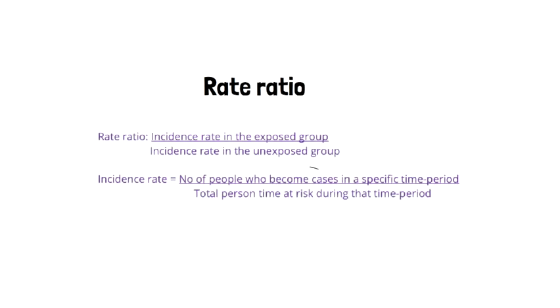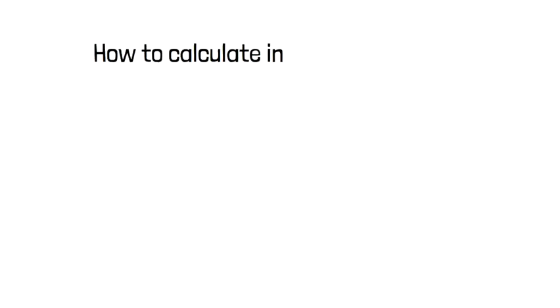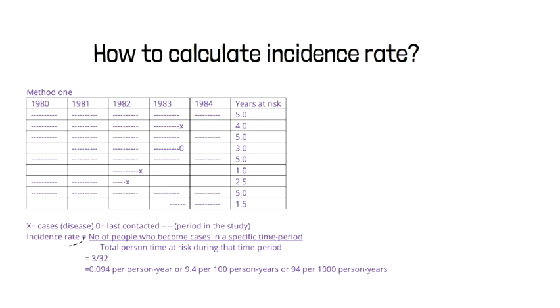To understand rate ratio, you need to understand the incidence rate. The numerator of incidence rate is the number of new cases in the given population, whereas the denominator is the sum of each patient's or participant's time at risk. Incidence rate in this study example is the number of people who become cases in a specific time period divided by total person time at risk during that time period.